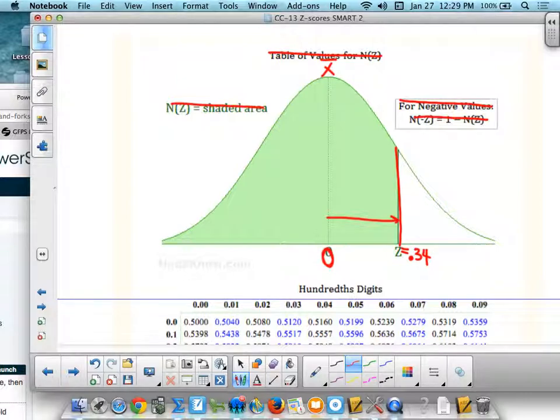Now, here's the deal. That z-score actually translates to a percentage. Do you guys know anything about percentiles? If you took a huge test, a big test, and you scored in the 10th percentile, do you know what that means about you?